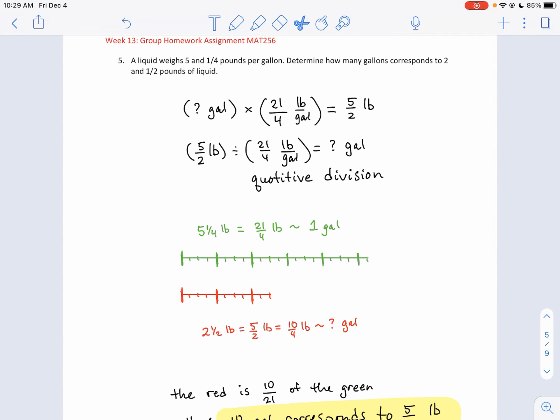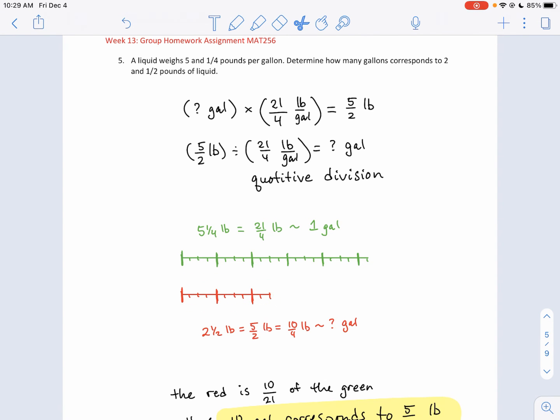And this one's pretty similar to the last one. Once again, the amount per gallon is more than the amount that we're trying to scale to. So we're starting with a larger amount. Here's my 5 1/4 pounds, or 21 quarters. And we're trying to scale that down to 5 1/2, which I'm going to write as 10 quarters.